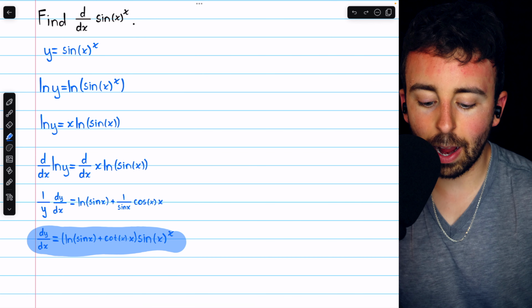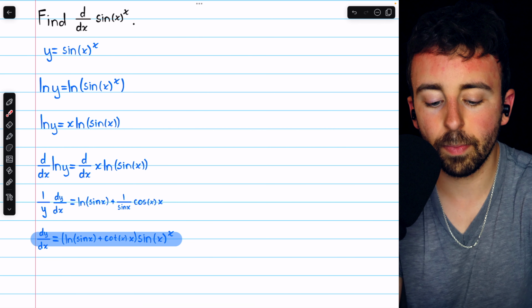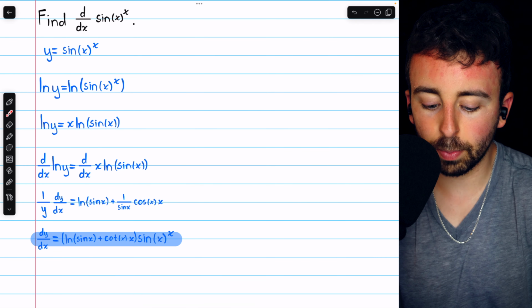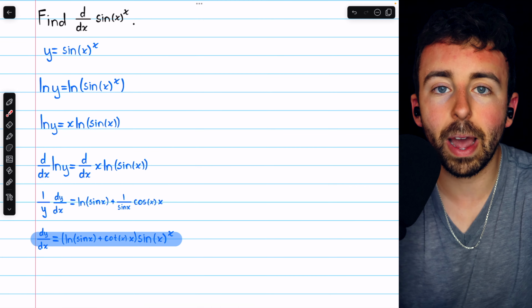And so we found our derivative. We've solved for dy dx, which is exactly what we were looking for. The derivative of sine of x to the x is the natural log of sine x plus cotangent x times x, all multiplied by sine of x to the power of x.